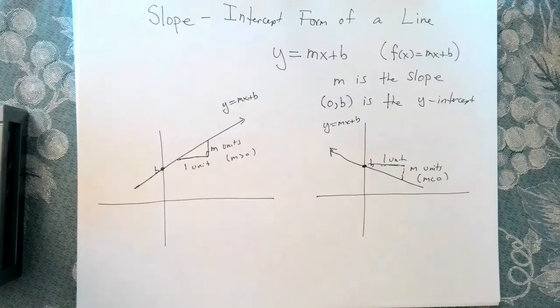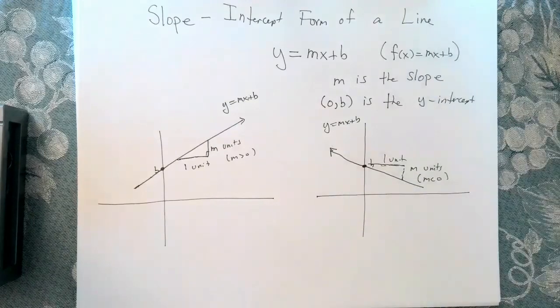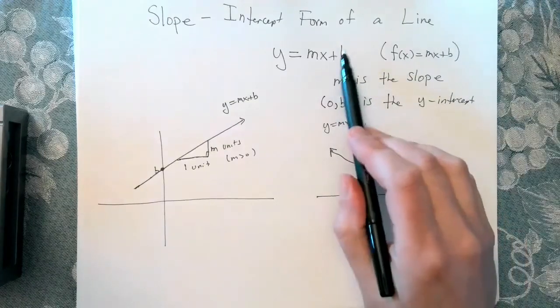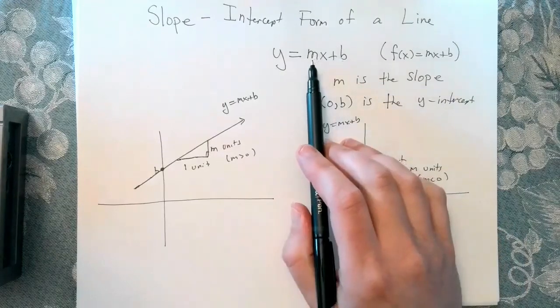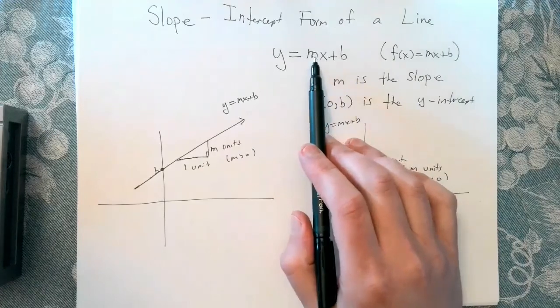Okay, so that's one form of a line. You've probably graphed in this form, right? You've probably plotted the y-intercept and then did rise over run, up so many units, if that's positive, and then to the right, so many units.